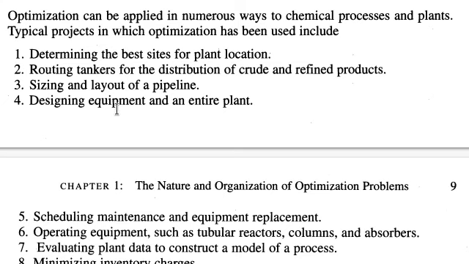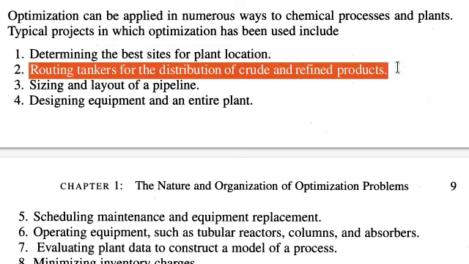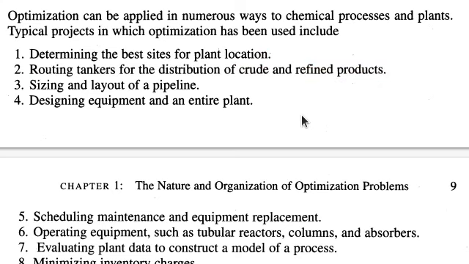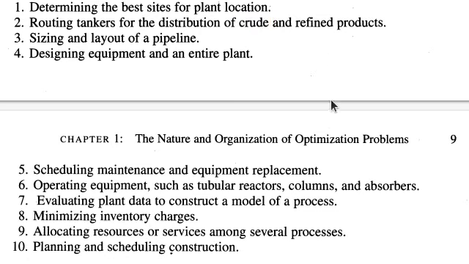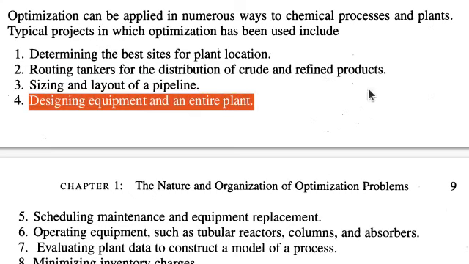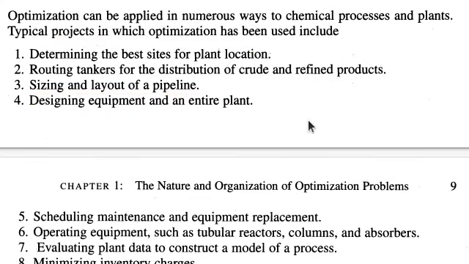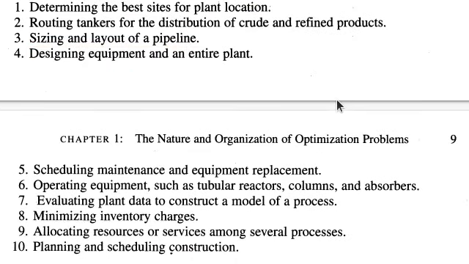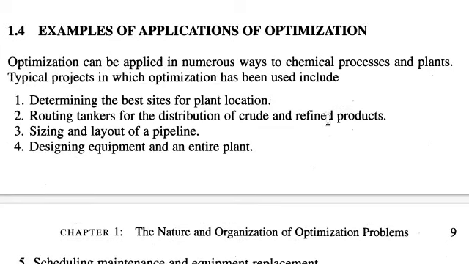Number 2, routing tankers for the distribution of crude and refined products. So what is the minimum distance that is possible to distribute our products and the raw materials to the plant? Sizing and layout of a pipeline, designing equipment and entire plants. So this is a very complex topic actually, but they are giving you some very basic idea about the area of optimization where you will have them.